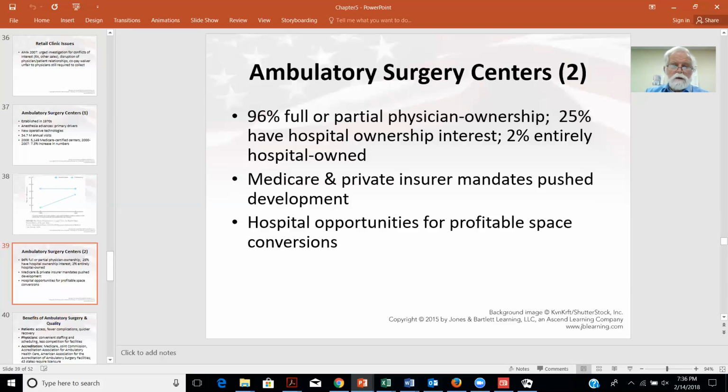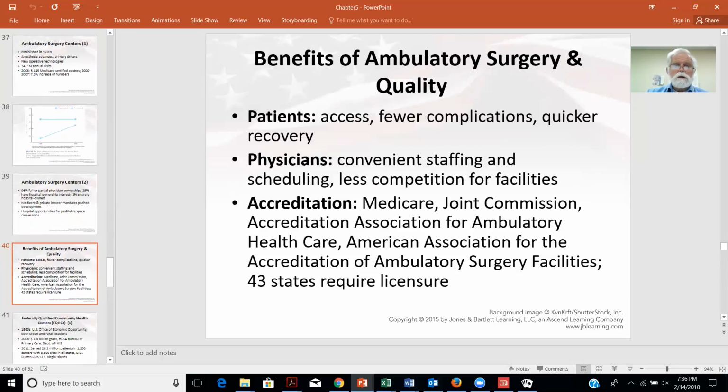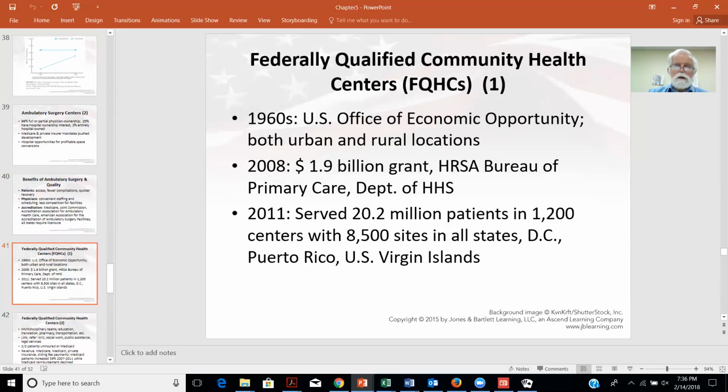Medicare and private insurance mandates really have looked at this because they're cheaper. And hospitals have the opportunity to convert space that otherwise would not be used, and space is expensive. So there's lots of benefits. Access for patients, quicker recovery. They're accredited by most states.